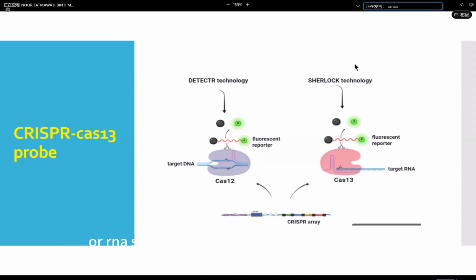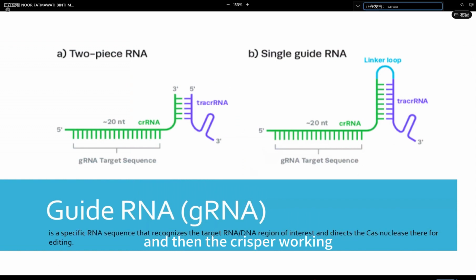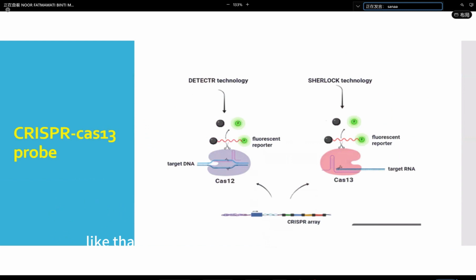So after binding to the target sequence, the guided RNA will be complementary to the sequence of interest, and then the cutting will happen by two of the ligands of the protein. After the cutting of the DNA, the cells take the action for repairing it. So repairing by the end joining or like cutting. So there will be a check out and check in of the gene. It happens, and CRISPR works like that. It's all about the Cas protein. Yeah, it's all about Cas9.